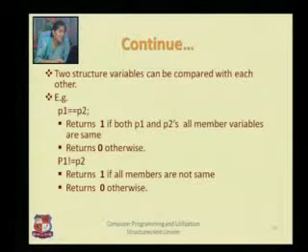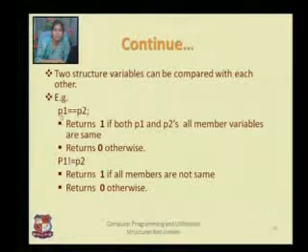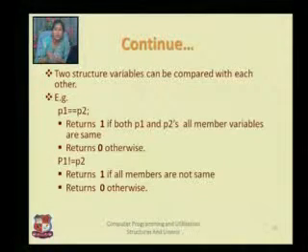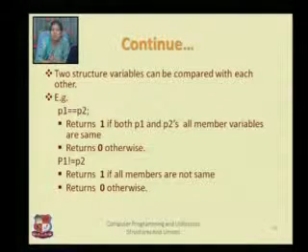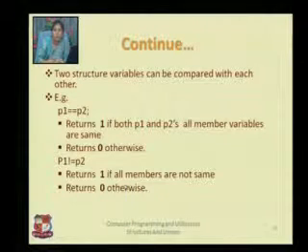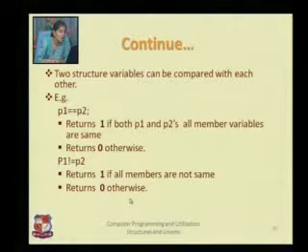So I am writing if they are equal, P1 is equal to P2, meaning P1 and P2 are the same, meaning consider P1's x, P2's x, P1's y, P2's y. If all of them are the same, then only this particular expression will return you 1. Otherwise this statement will return you 0. You can also have the not equals to operator. The not equals to operator will return 1 when they are not the same and 0 if they are the same. So that's the reverse of the equals to operator.